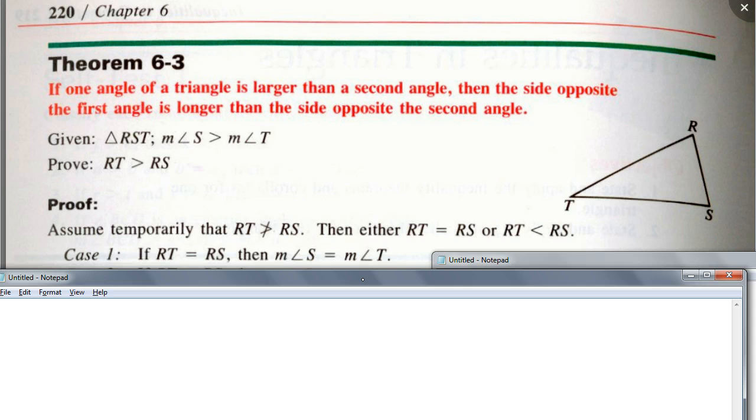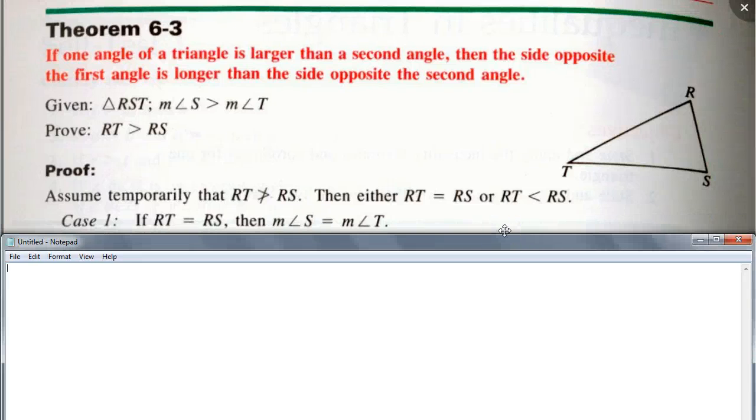What happens when RT is then shorter than RS? In other words, if RT is less than RS, how can you draw your contradiction from here? Go ahead, discuss with your group. Now I'll ask Nicholas. Can you tell us what happens with case 2? You could say that the measure of angle T is greater than the measure of angle S.